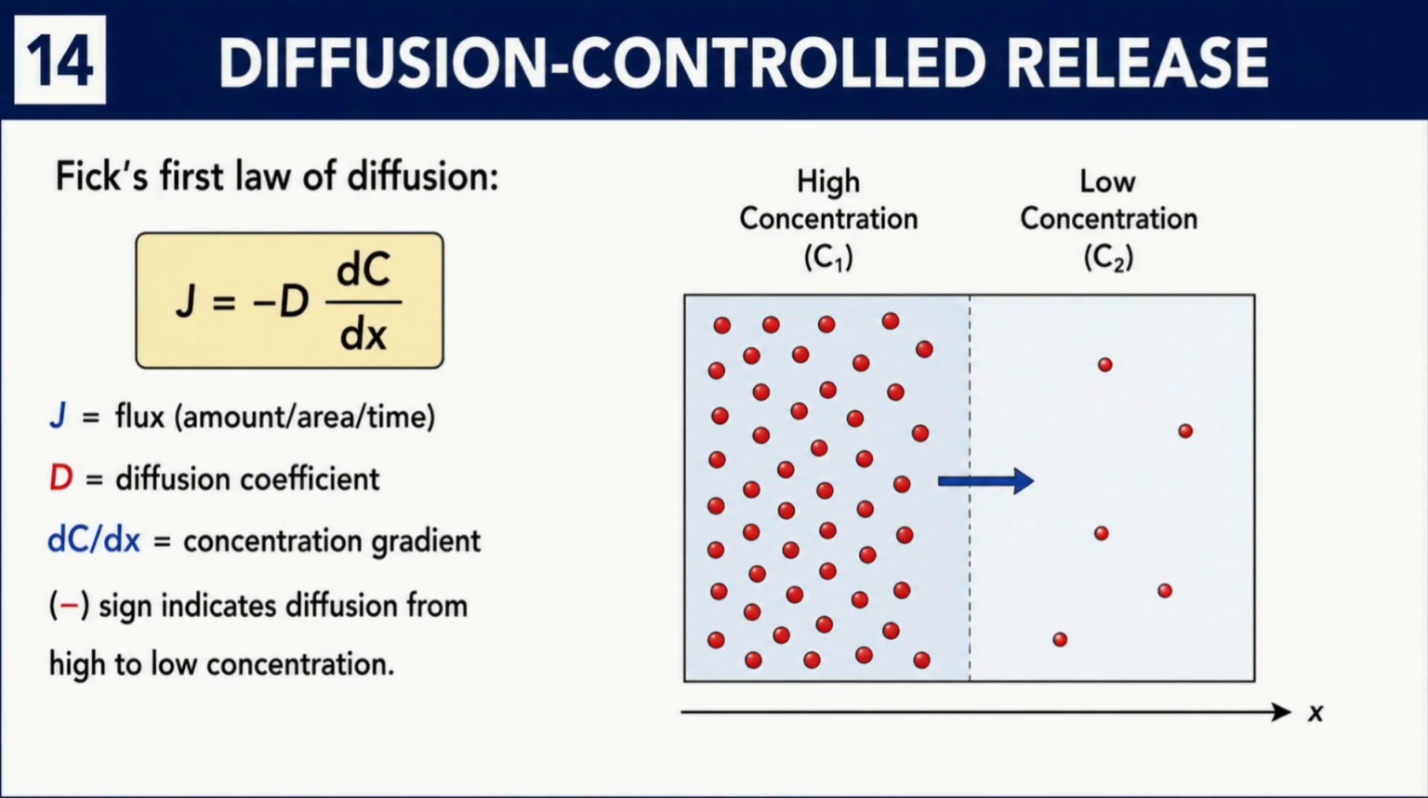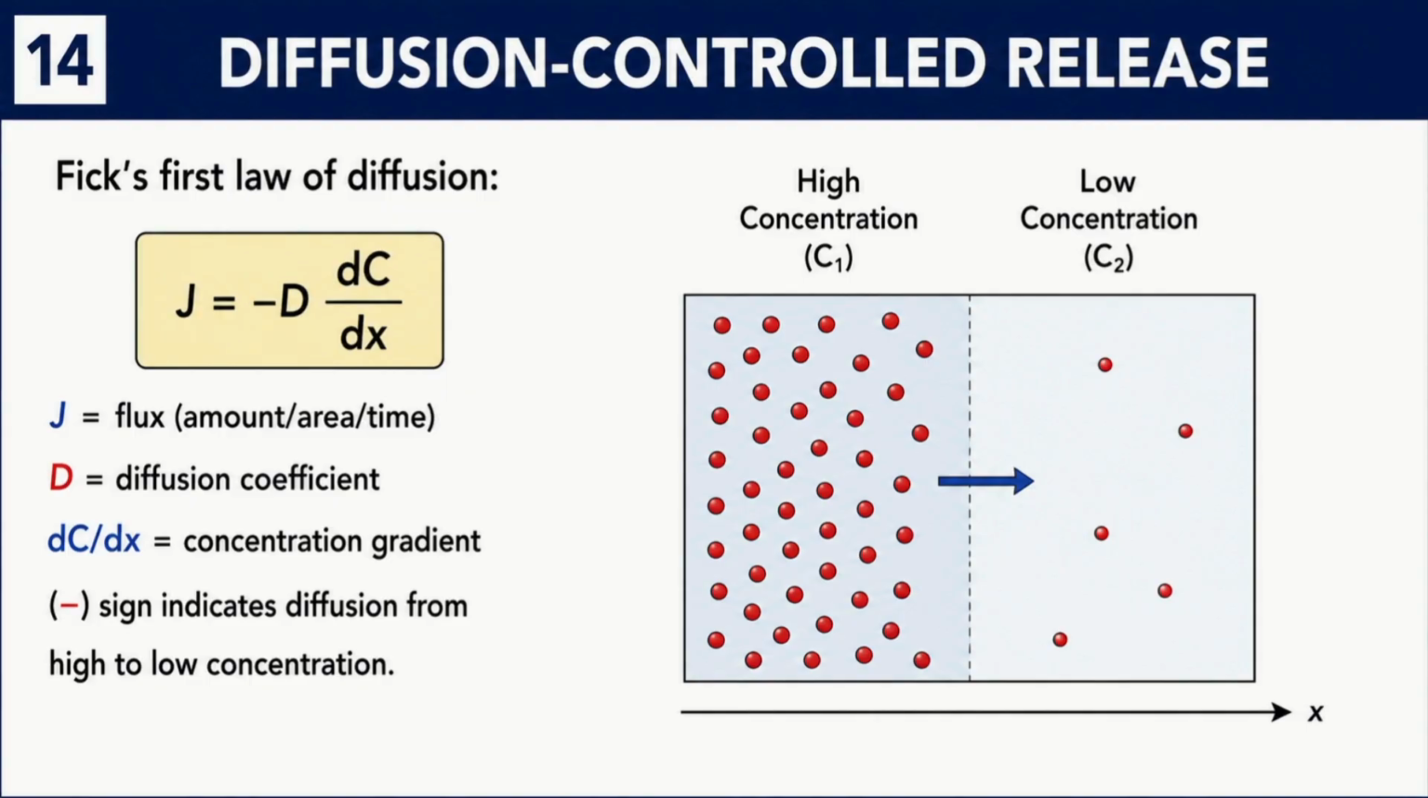And next is the diffusion controlled drug release. So diffusion is one of the most important mechanisms in the sustained release formulations. According to Fick's law, the drug movement occurs because of a concentration gradient. So in a simplified form, the equation is: J = -D dC/dx.